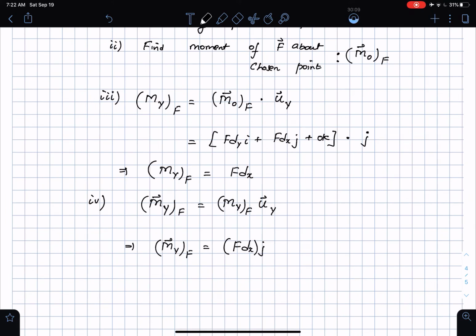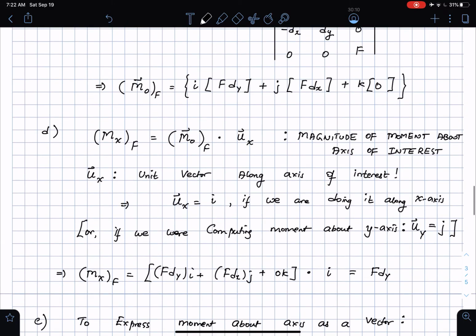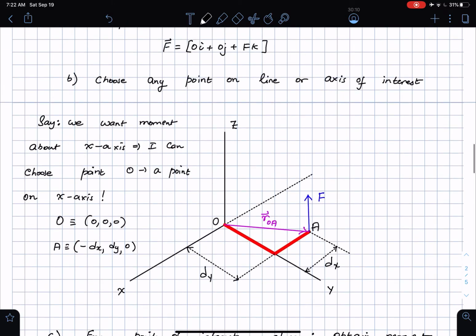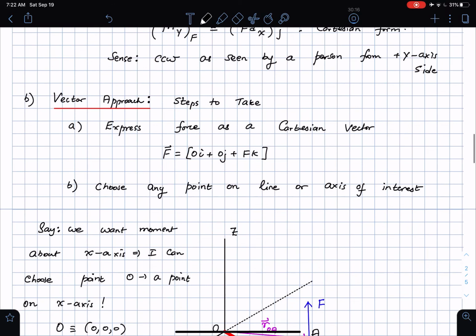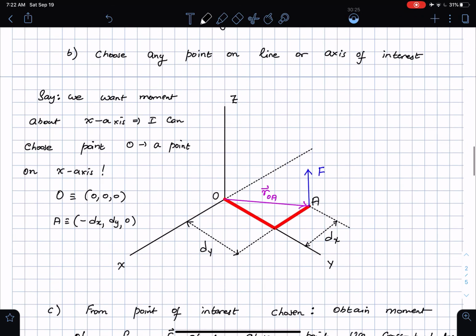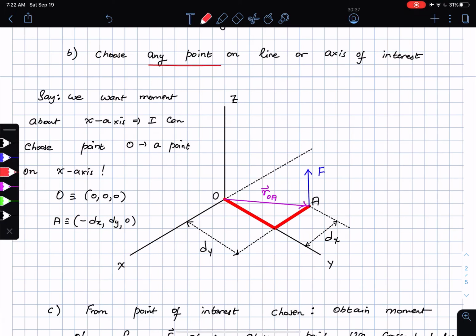So a very quick recap of what we have done in the vector approach. The first thing is to express the force F as a vector, which is 0i, 0j, and Fk, sorry, not 0k. Then, what is my problem? I need to find moments about the x-axis. So I choose any point on the axis of interest. That's something I want to specify: you can choose any point on the axis of interest or the line of interest. It need not be a particular point.